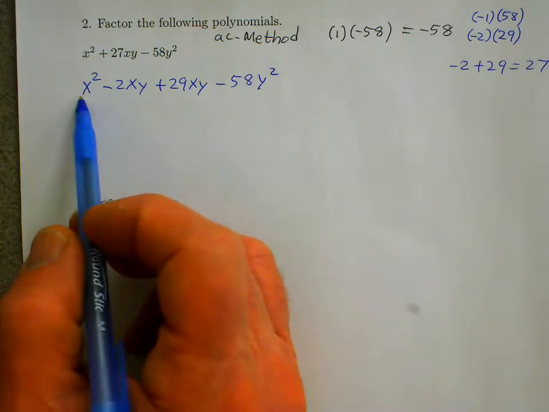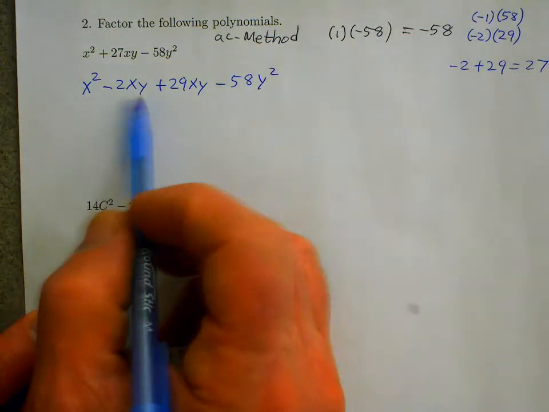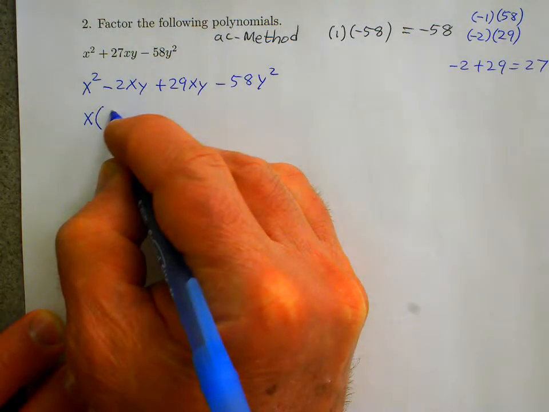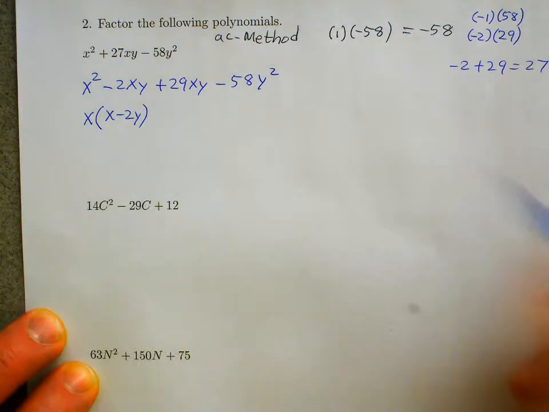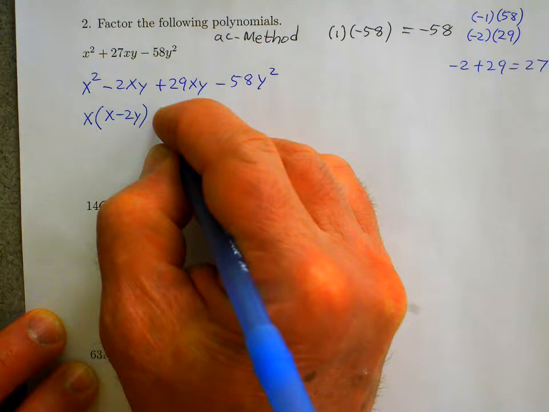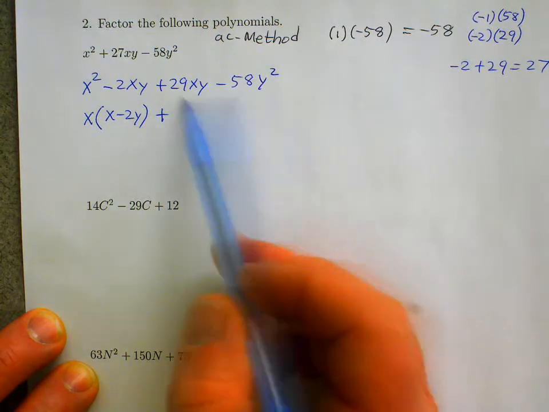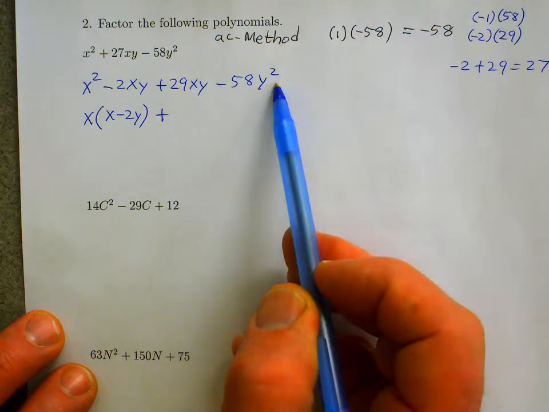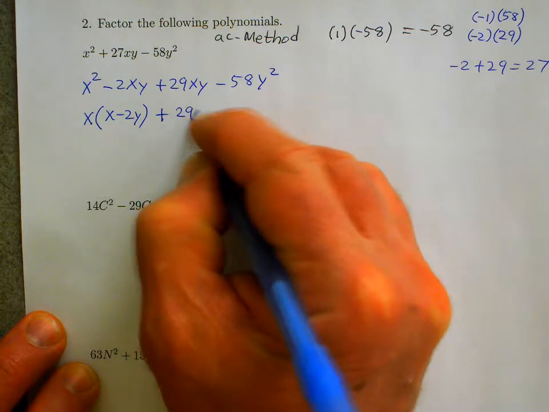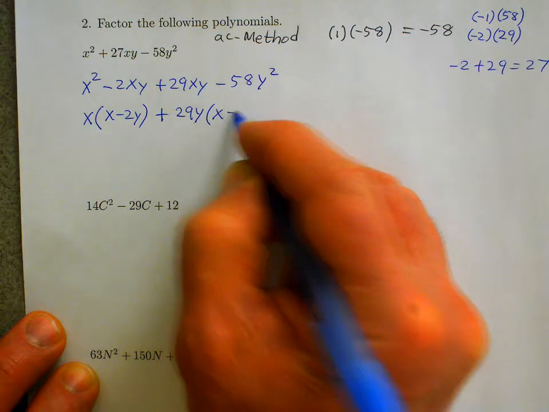Out of the first two terms, x squared minus 2xy, factor out the greatest common factor, which is x, and the binomial is x minus 2y. The middle operator is addition, so bring down addition. Out of the third and fourth terms, 29xy minus 58y squared, the greatest common factor is 29y. Factor 29y out, and we're left with x minus 2y.